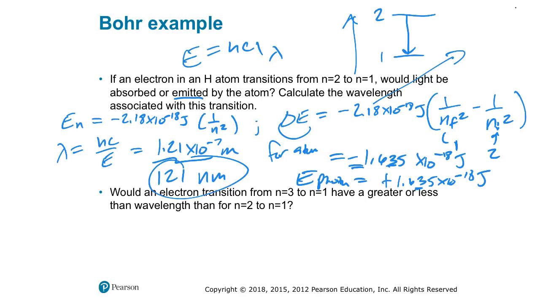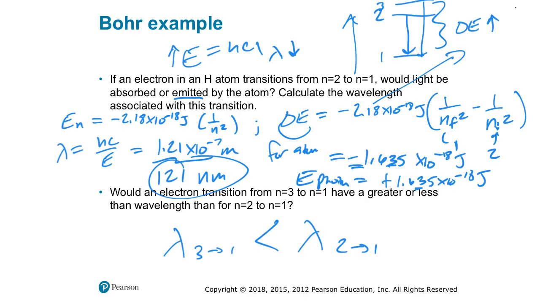So now, would an electron transition from n equals 3 to 1 have a greater or lesser wavelength than 2 to 1? So if we compare 2 to 1 to 3 to 1, where 3 is higher in energy, the difference of energy here is greater. The greater difference of energy should lead to an even lower wavelength, because the lower wavelength corresponds to a greater energy. We've got this inverse relationship, so the wavelength should be smaller. So the wavelength for the 3 to 1 transition will be less than the wavelength for the 2 to 1 transition.